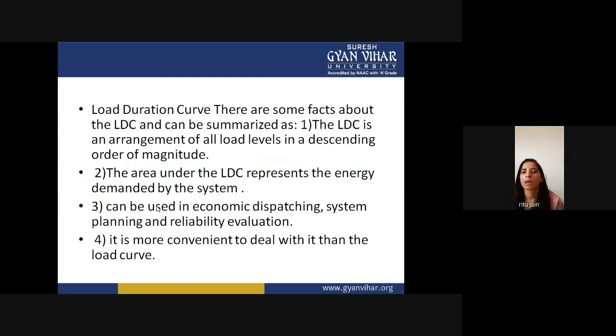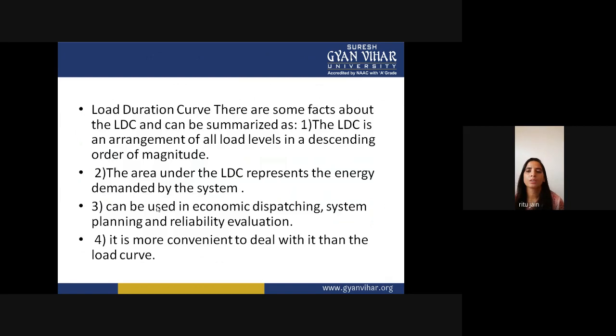Now, let's come to the load duration curve. Okay, we discussed the daily load curve. We plot the daily load curve between time and load. The load duration curve is an arrangement of all load levels in descending order of magnitude. First you have to take your maximum load, the highest load, and after that the load which is less than the maximum load. Then you select these loads in descending order.